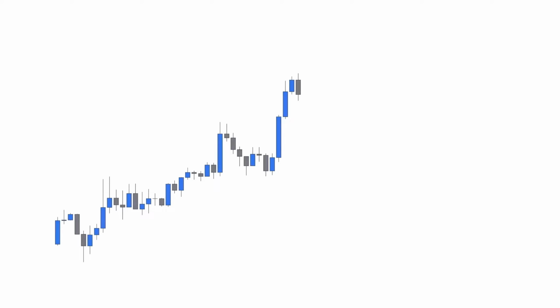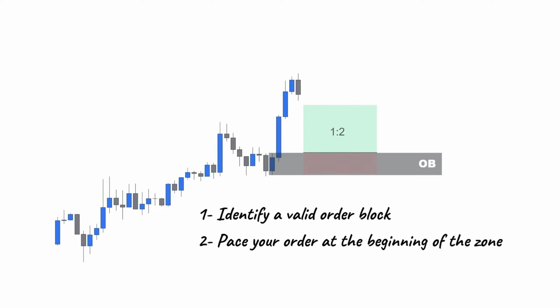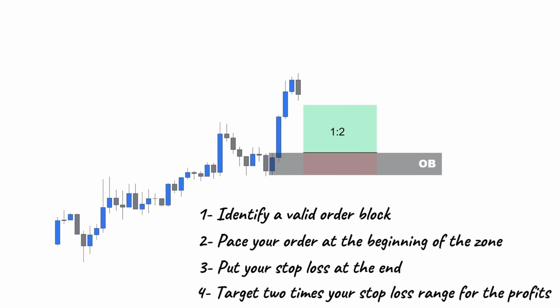Now let me explain the steps of the trading strategy we use for backtesting order blocks. The rules for this trading setup are easy. Identify a valid order block. Place your order at the beginning of the zone and put your stop loss at the end. We target 2 times our stop loss range for the profit. This way, even with a 34% win rate, we will still be at break even.